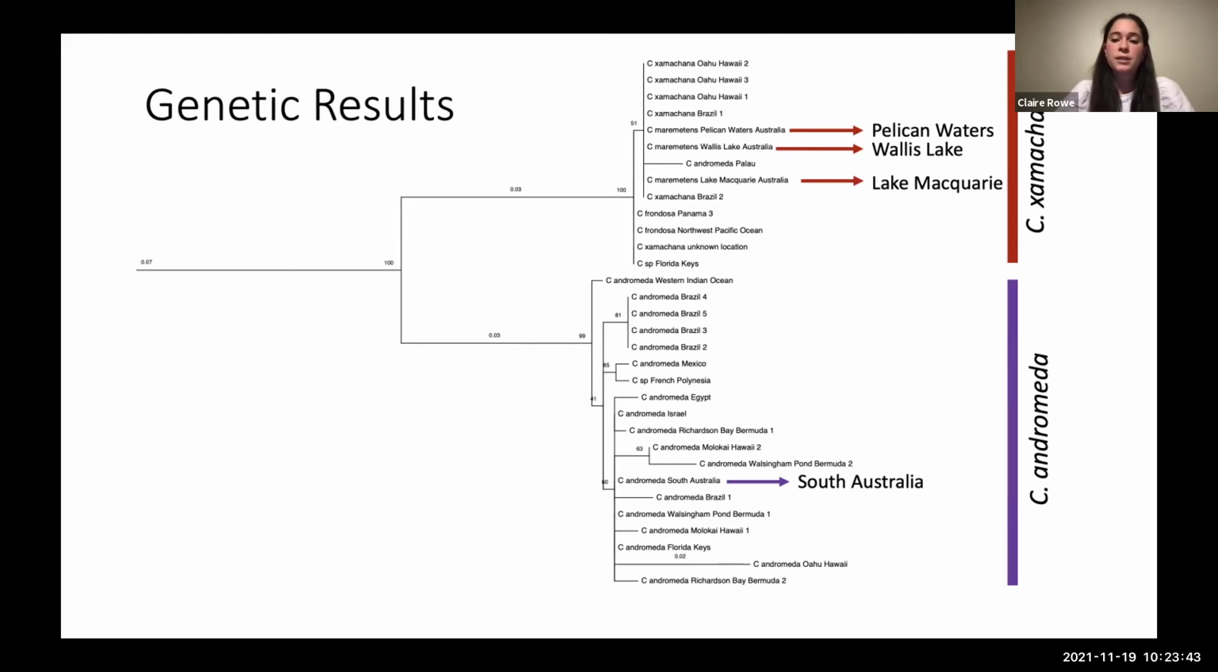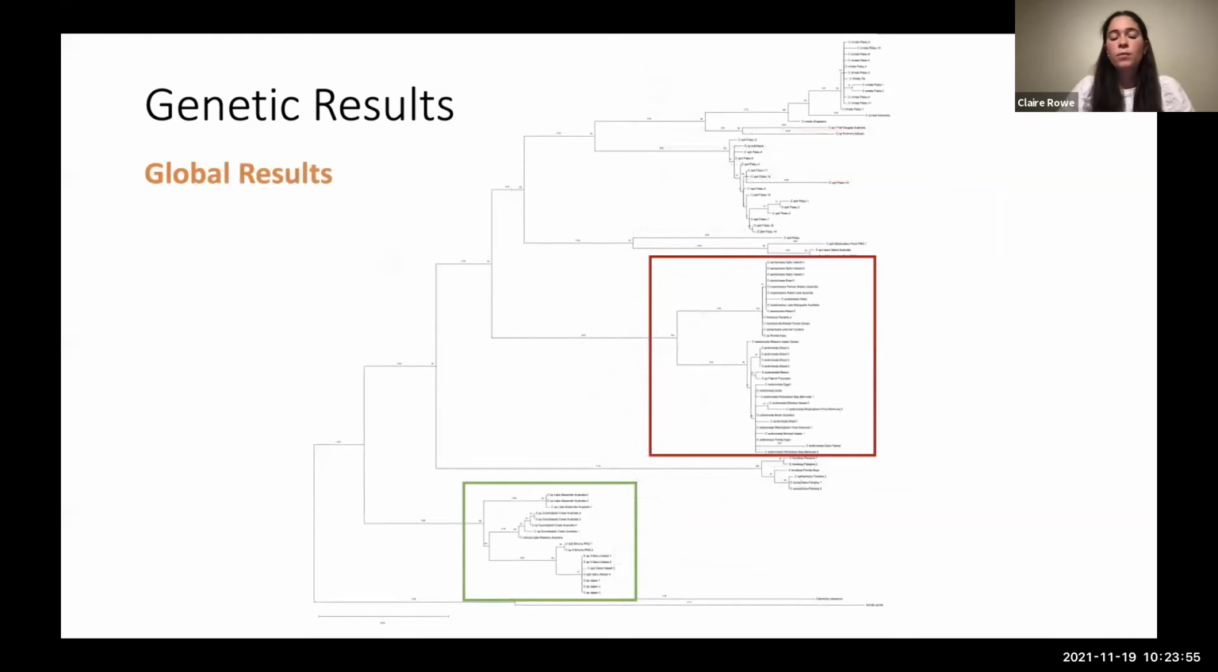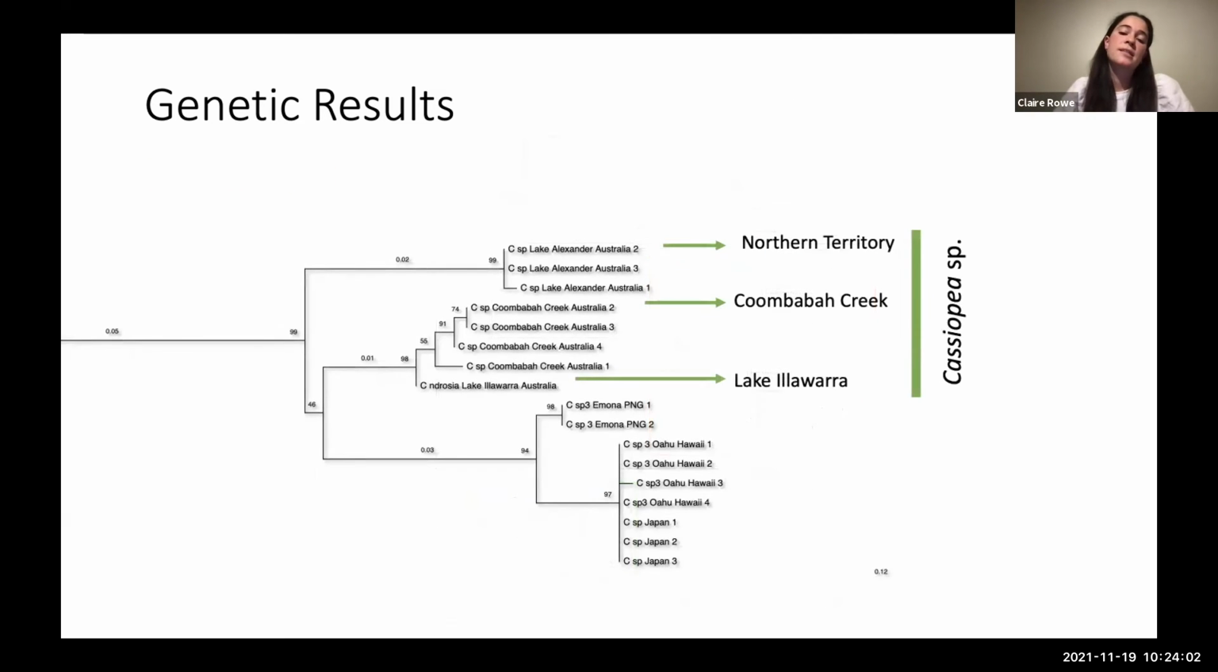Another thing I'd really like to point out here is how closely related these two species are. So it seems like Cassiopea zamacana is a recent divergence from Cassiopea andromeda. So from here, I also just want to point out this green box down here. This is where the Lake Illawarra specimens came out. They came out pretty closely related to some sequences from Papua New Guinea, Hawaii, and Japan.